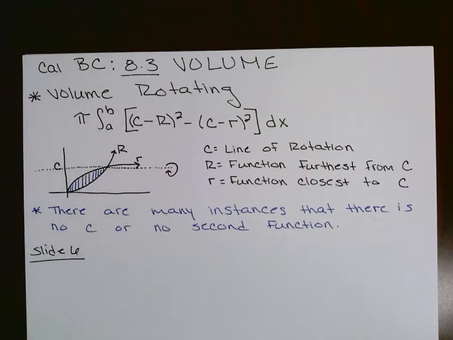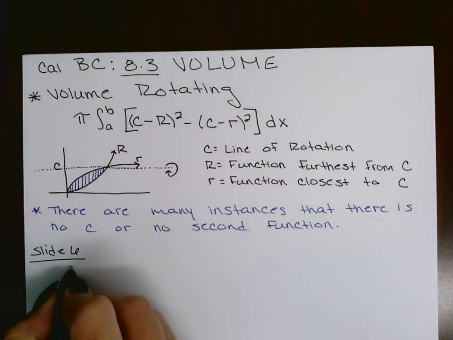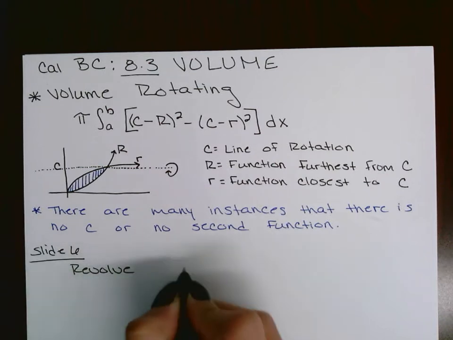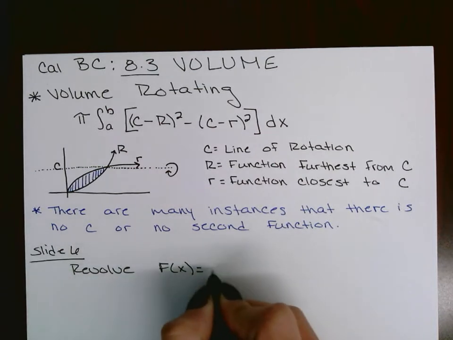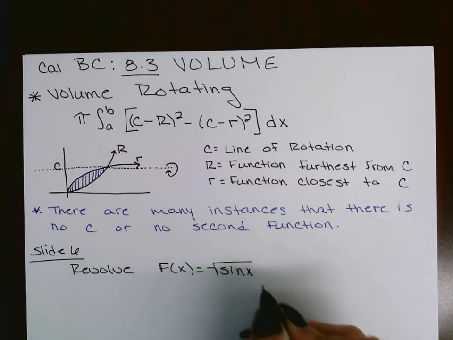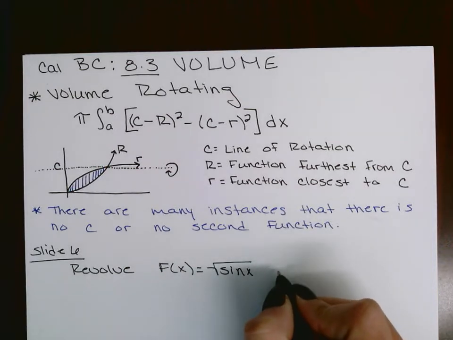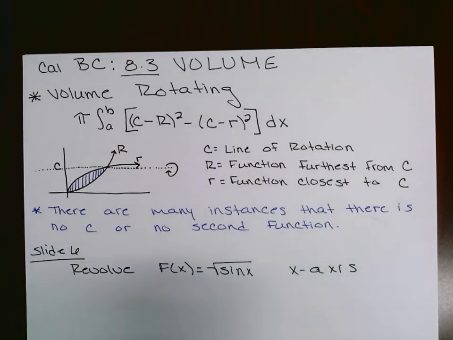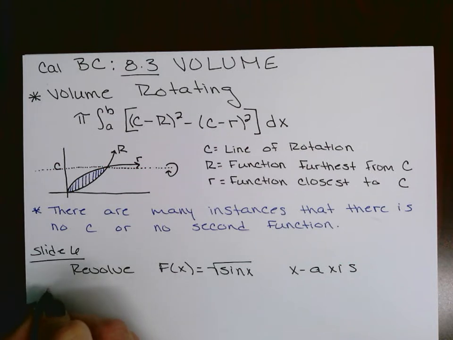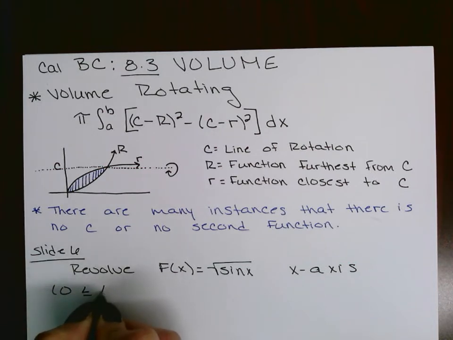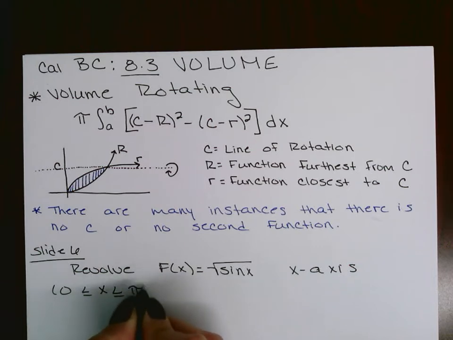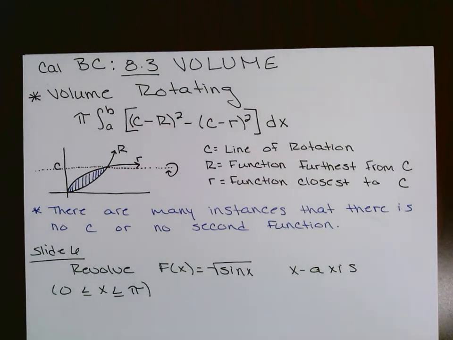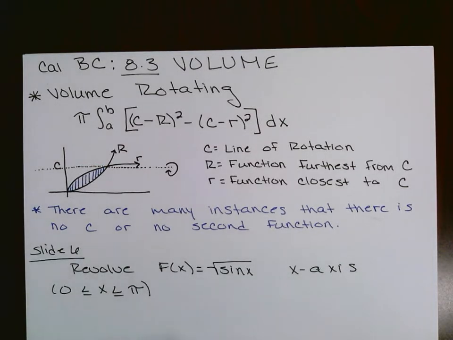It says, find the volume of the solid formed by revolving f of x. So they want you to revolve f of x, and they give you the function square root of sine of x, bounded by that function and the x-axis. So that function and x-axis. Okay? And then they tell you that they're going from 0 to pi, and they want you to revolve around the x-axis. So you're going to revolve this function around the x-axis.